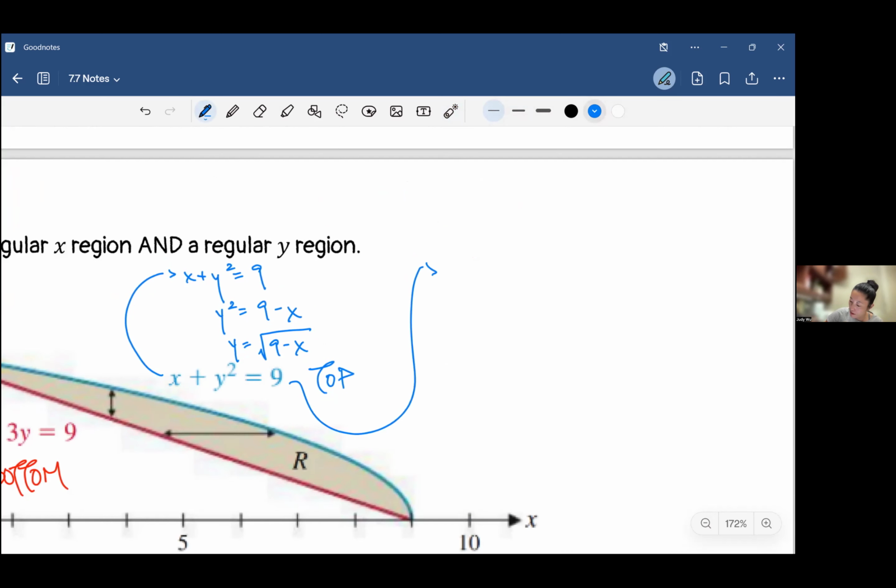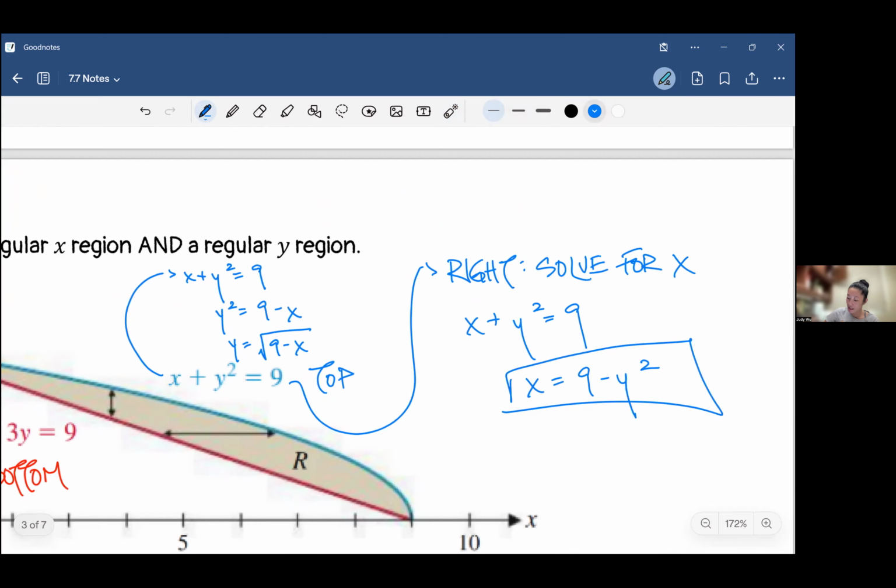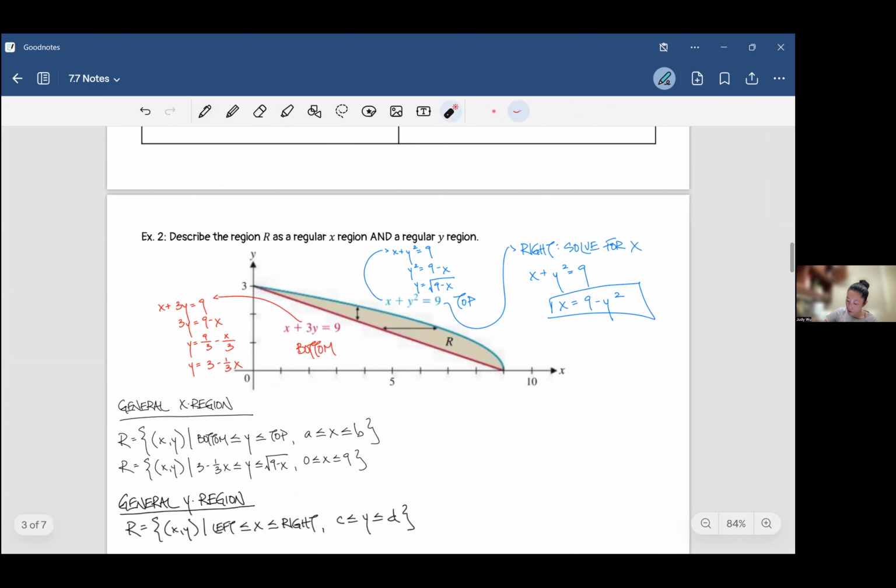If I'm considering this one my right function, I want to solve for x. So x plus y squared equals 9. The only thing I need to do to solve for x is subtract that y squared. So I get x equals 9 minus y squared, and that is going to be what I plug in for the right function down here.